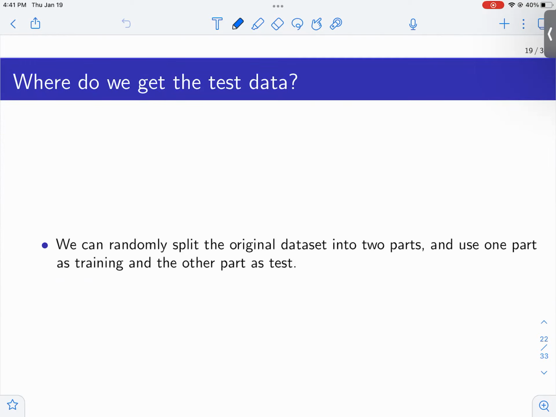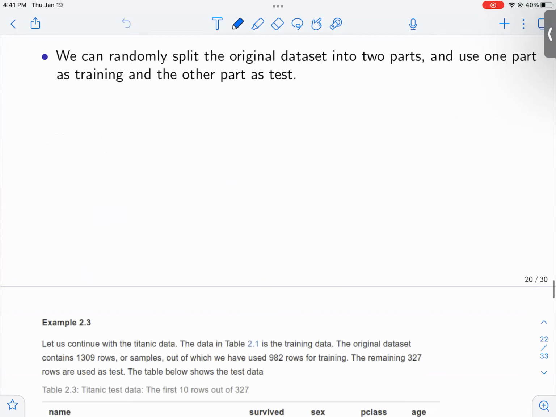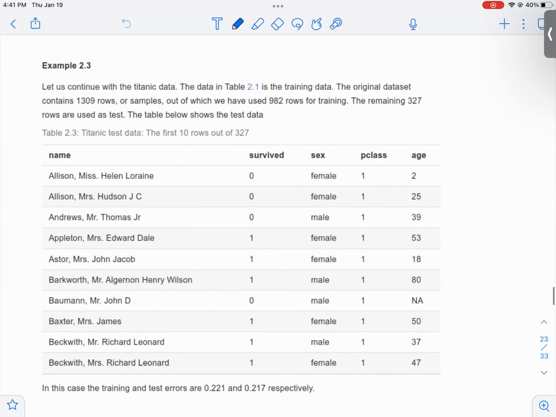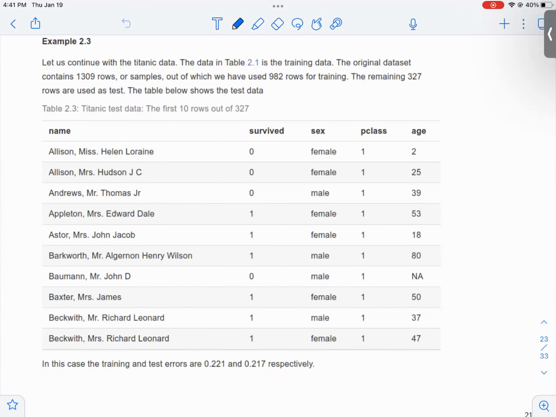Okay, where do we get the test data? We split it into two parts. Usually you use one part for training, the other part for test. How much you have to choose is a different story. Let's not get into that. I'll probably decide it as a homework problem. I've split this into 982 for training, and the test data set is 327. So the actual data set is probably near 1,300 rows.